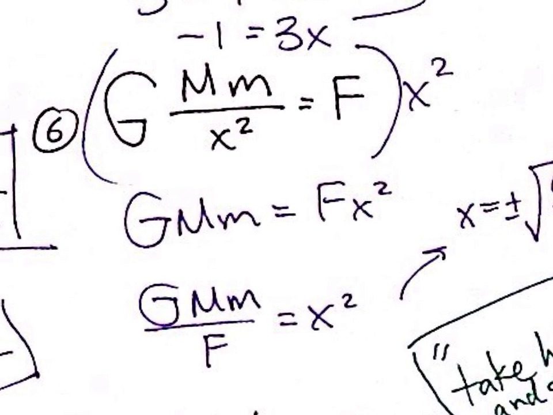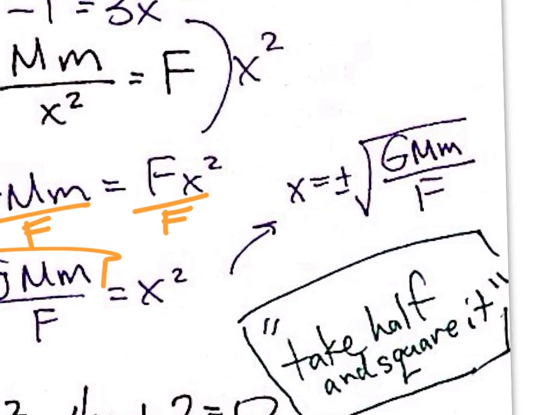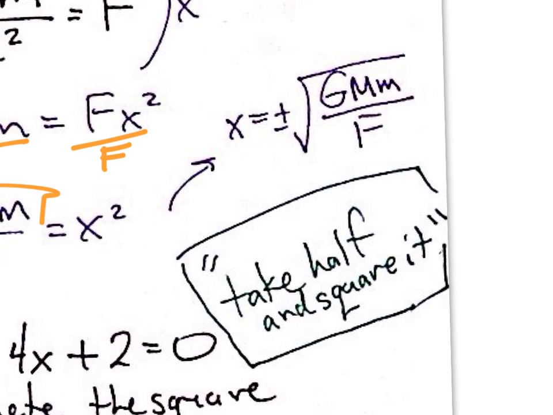Similar here, we've got no numbers. That's cool. So we're looking for x, trying to get it all by itself. I multiplied both sides of the equation by x squared, so we have f times x squared over here, and then over here the x squareds cancel out, leaving us with gmm. At this stage, I would divide both sides by f, and then we would take the square root and put a plus or minus here, so plus or minus the square root of gmm over f for x.